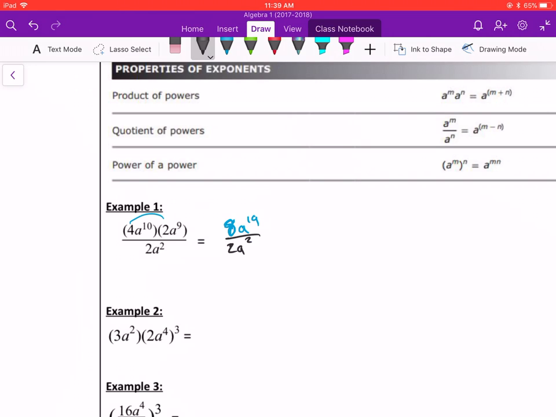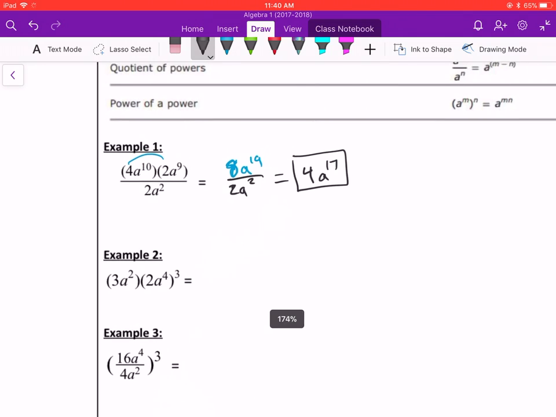Now let's actually divide that. If I further simplify, 8 divided by 2 is 4. Then you subtract the exponents: 19 minus 2 would be a to the 17th. Now it's simplified. So this just has 2 steps, compared to what we did last time, where there was only 1 rule we used for each problem.